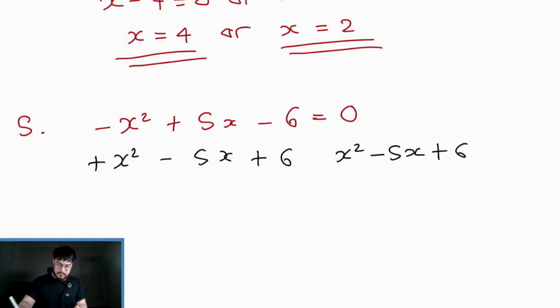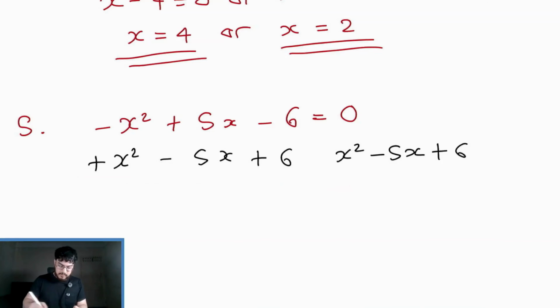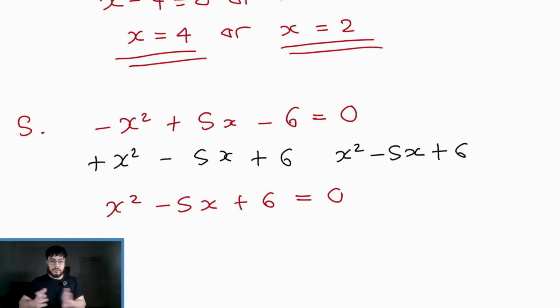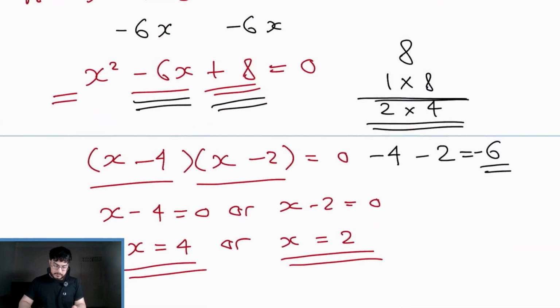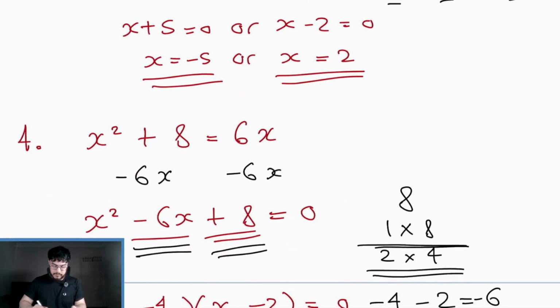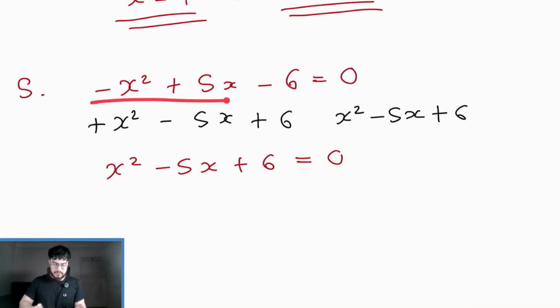Exactly what we've done on this side, we do on this side. And so what we end up with is x squared minus 5x plus 6 is equal to 0. Remember, all we did was add the x squared to both sides, subtract the 5x from both sides, and add the 6 to both sides. So just as we always do when we're rearranging, we have to do the same thing to one side as to the other side. We just did that, but we did it 3 times because we have 3 terms there.